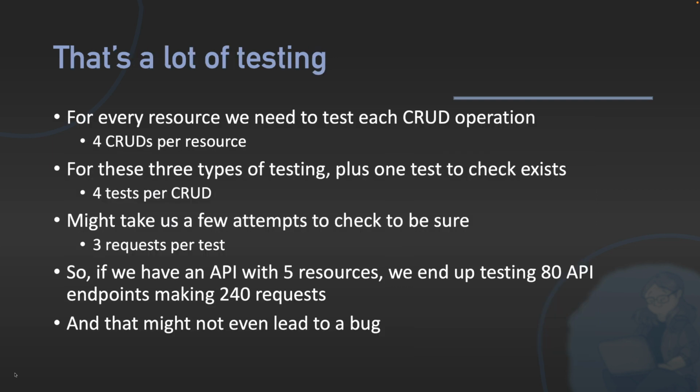Now, you can imagine this is a lot of testing. For every resource, we need to test each CRUD operation. So that's 4 CRUD endpoints per resource, plus 1 test to check it exists. So, testing whether or not you can do it unauthenticated, cross accounts, or cross permissions, we might be making 4 tests per CRUD endpoint. And it might take us a few attempts to be sure, so maybe 3 requests per test. So if we have an API with 5 resources, we're going to end up testing 80 API endpoints, making 240 requests. And they might not even lead to a bug.